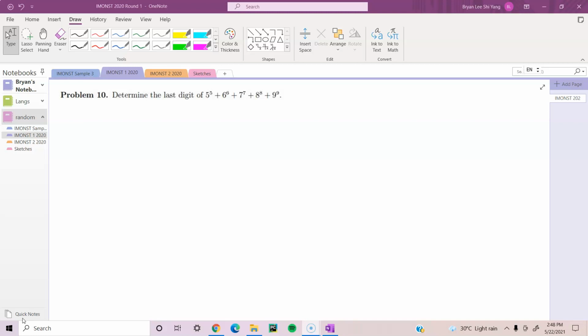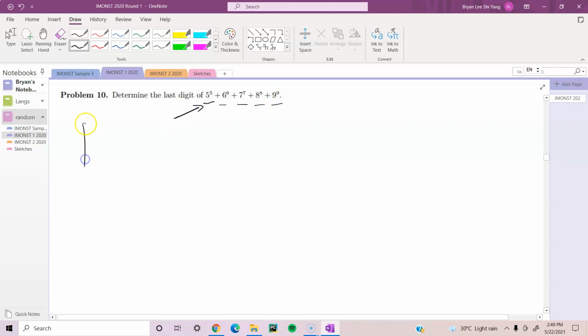Okay, so let's look at problem 10. Of course, this is the juniors version because the juniors and seniors are the same, so I'm not going to do it twice. Now, determine the last digit of 5 to the power of 5 plus 6 to the power of 6 plus 7 to the power of 7 plus 8 to the power of 8 plus 9 to the power of 9. Now, we can check them one by one.